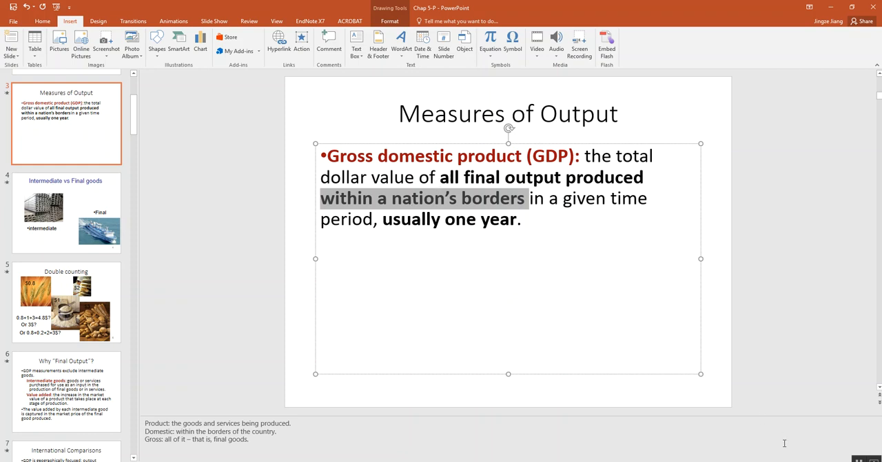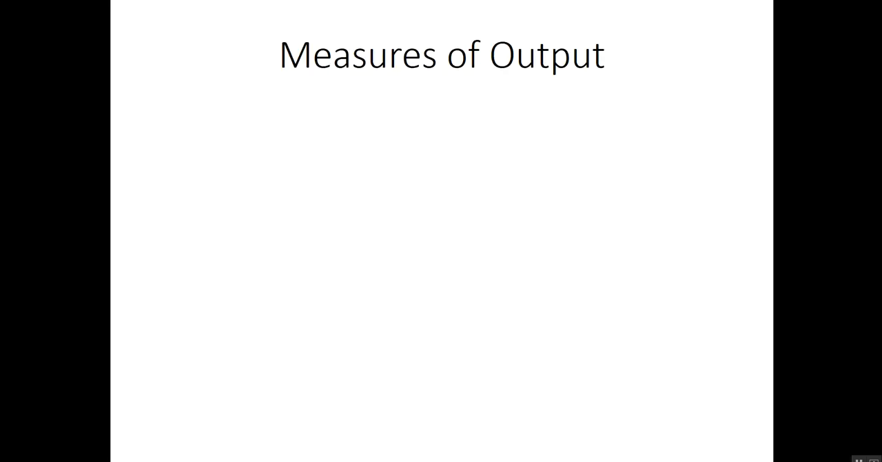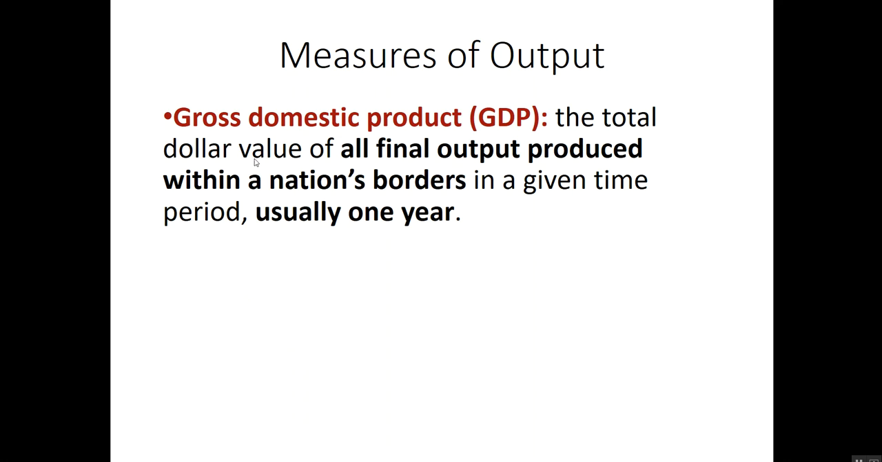So to summarize what we just learned about the definition of GDP, it is the total dollar value. First of all, it's not a physical item, so we talk about the dollar value. Second, it has to be final goods. Third, the final goods have to be produced within a nation's border, so it doesn't matter who owns the factory. And fourth, when we calculate GDP, we always talk about a fixed period of time, and by default, we choose 1 year.